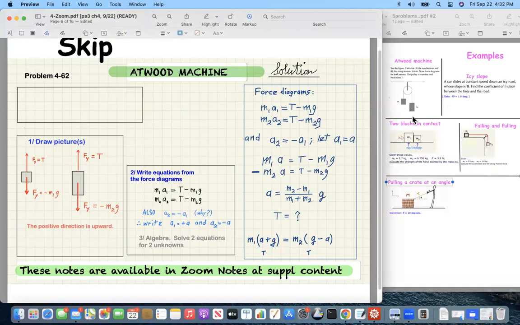Here you have two objects. So you have to analyze the forces and the net force and the acceleration of two objects, and then use algebra to calculate the unknown quantity.